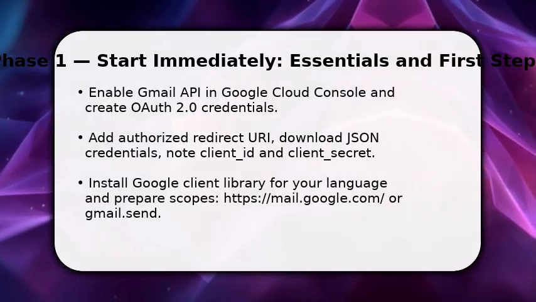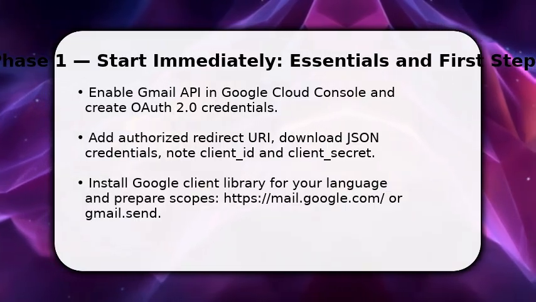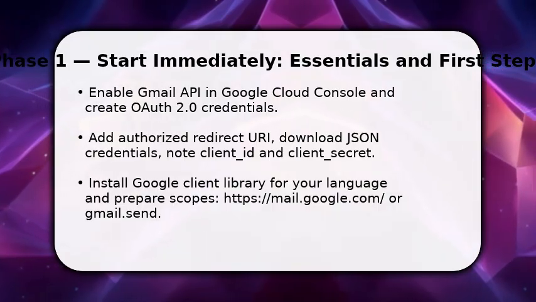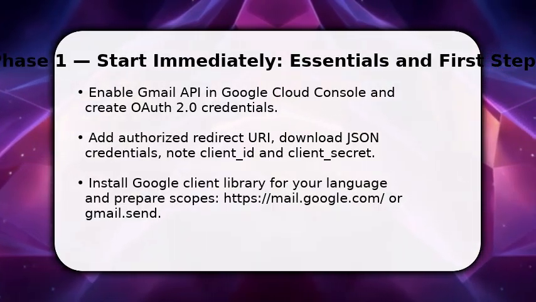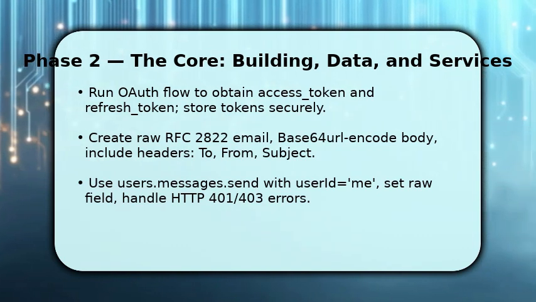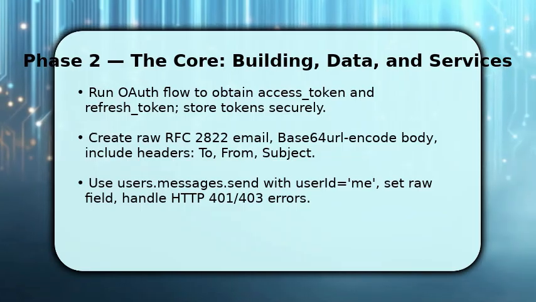Next, install the official Google client library for your language and prepare to request scopes such as mail.google.com or gmail.send so your token will allow sending messages. You now run the OAuth flow to get an access token and refresh token, store them securely, and use the refresh token to keep long-lived access.